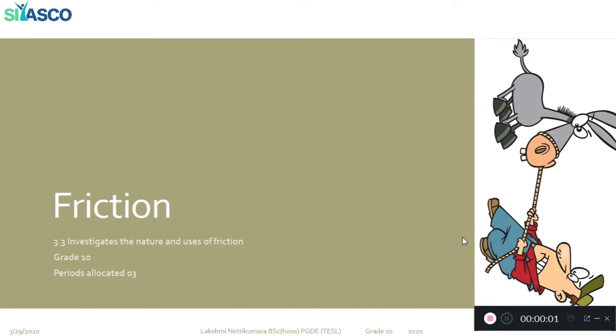Dear children, now you are going to study about friction. This is the 5th lesson in your textbook, and this covers the 3rd competency level, naming as investigates the nature and uses of friction. 3 periods are allocated for the completion of this lesson.